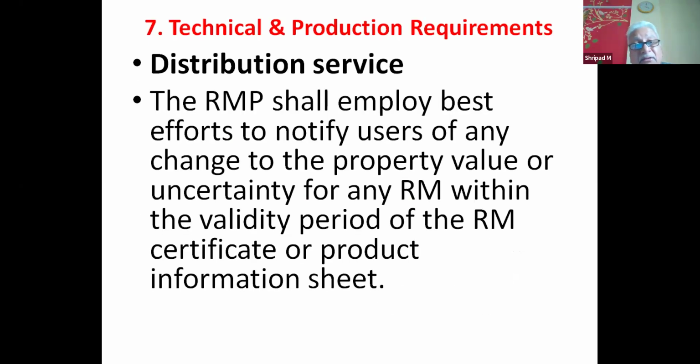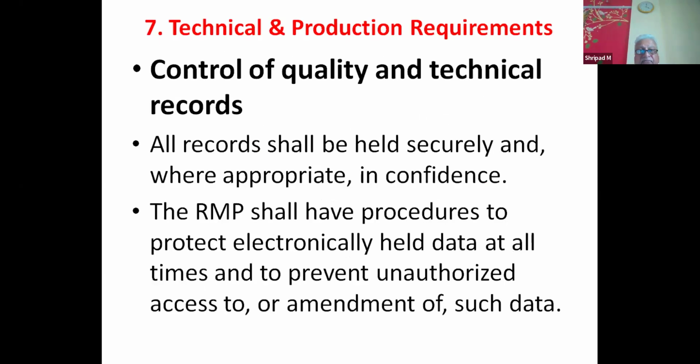Then, to notify users of any change in the property value or uncertainty within the validity period, how can your RM user take care in case the validity period has expired, and how can the information sheet reflect that information? Then this is our quality control part, that is, the control of quality and technical records.